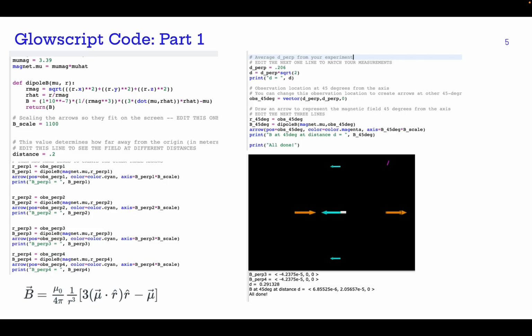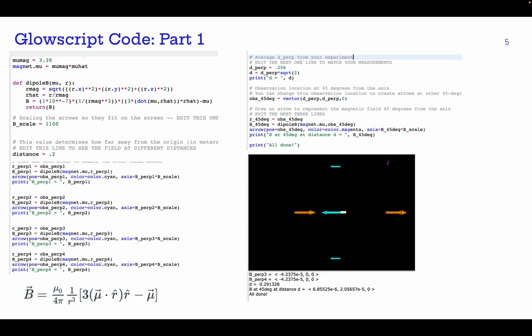And then on the right hand side, we actually are doing something very similar, but this is for the 45 degrees case. And so in order to do this, I first defined what my d perp was, which was 0.206, which I found within the experiment. And then following that, I did the same process that I did for the perpendicular and the parallel lines by defining my observation location under the r 45 degree variable, and then using that and plugging that in with magnetic mu in order to find what my b field is, and then multiplying that by b scale in order to make it visible.